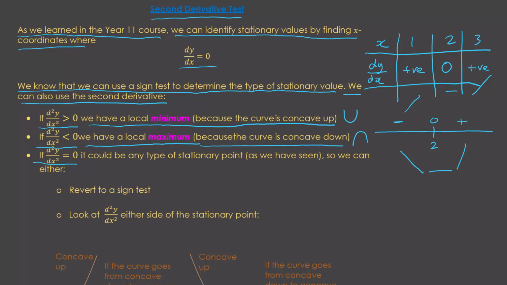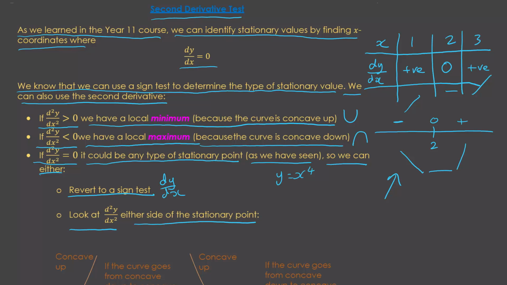However, if d²y/dx² is equal to 0, it could be any type of stationary point, as we have seen when we looked at y equals x to the 4, which had a minimum. So we need to go further. We can either revert to a sign test using dy/dx, as we discussed over here and in the Year 11 course, or we can look at d²y/dx² either side of the stationary point. Effectively, that is a second derivative sign test.